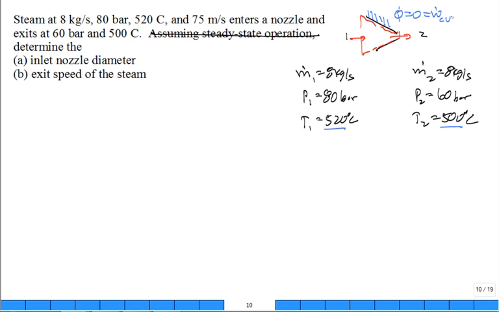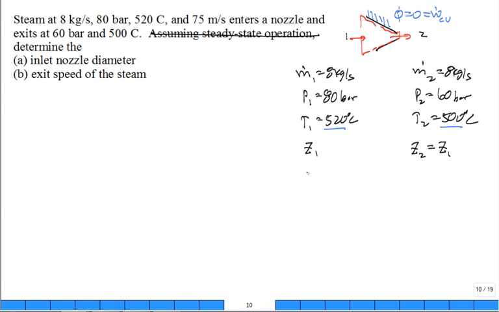Energy can be in different forms. Enthalpy could change, kinetic energy could change, potential energy could change, but here the potential energy didn't change. Might as well state that. Did they give me any information about the difference between Z1 and Z2, the change in elevation from the inlet to outlet? No. And so the change in elevation is negligible, or you assume it's negligible.